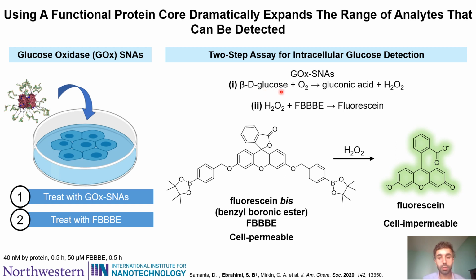In the presence of glucose and oxygen, glucose oxidase catalyzes the formation of gluconic acid and hydrogen peroxide. So if I add this dye called FBBBE, which specifically recognizes hydrogen peroxide, I now have an assay for glucose. But the trick is that this dye is cell permeable when these boronic esters are here. So when I add it to cells, it enters in. But when these boronic esters are cleaved in the presence of hydrogen peroxide, this dye becomes negatively charged, so it can't just turn around and come back out of the cell. So this is how we are able to actually make the measurements inside of live cells.